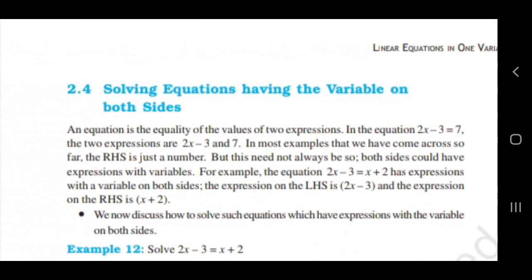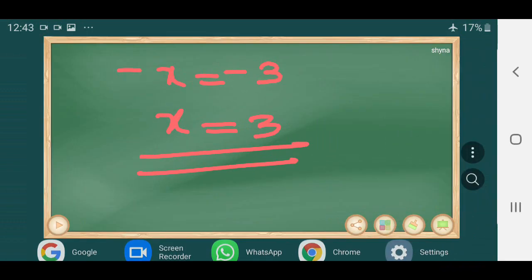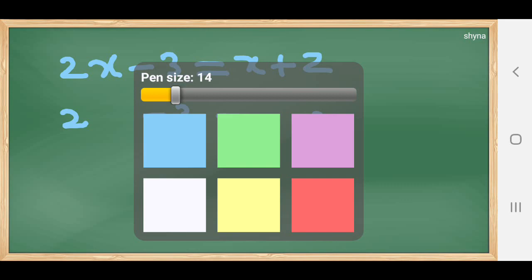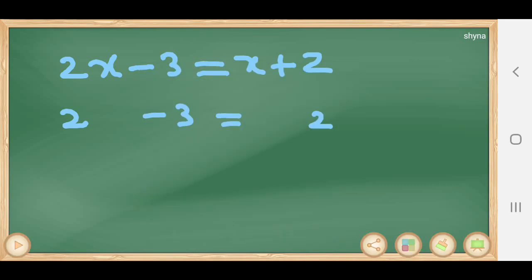Solve 2x minus 3 equal to x plus 2. Here also you have to identify x on both sides. Then x we can write equal to 2x minus 3 equal to x plus 2.